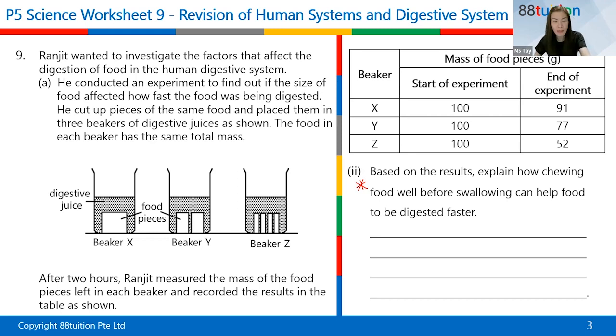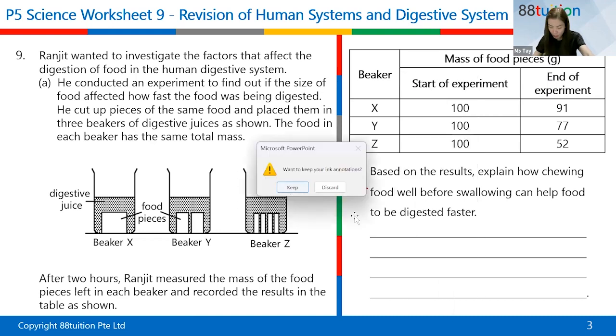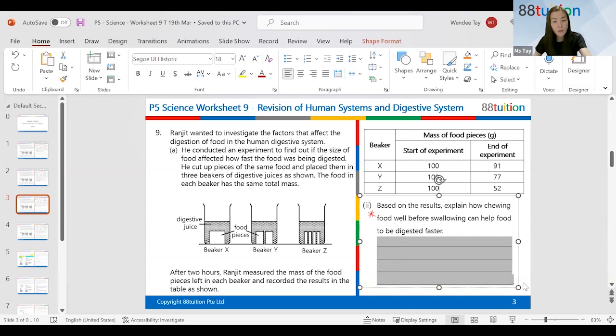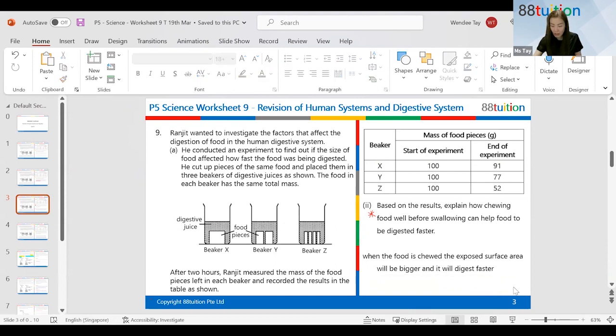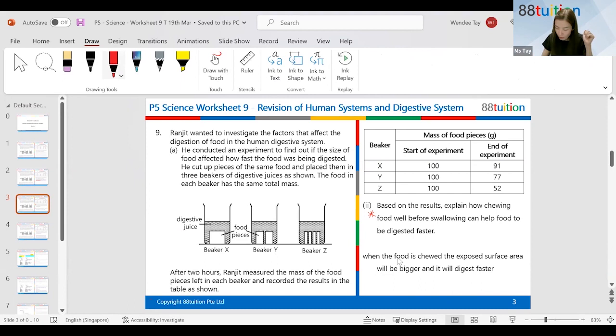Right, so let's look at Caleb's answer. We talk about this, right? So we have to keep trying to answer it in the best way. So this is Caleb's answer. When the food is chewed, the exposed surface area will be bigger and it will digest faster. Caleb, can I point out to you your errors? You got the main points there. So you talk about the food being chewed, right? When it's chewed, what happens? The exposed surface area will be bigger.